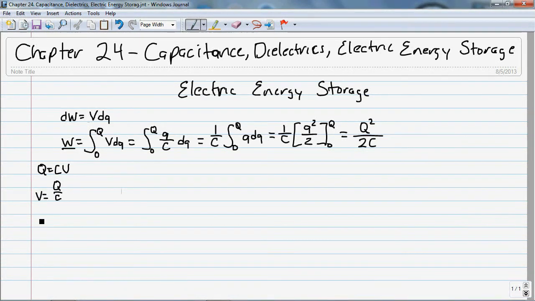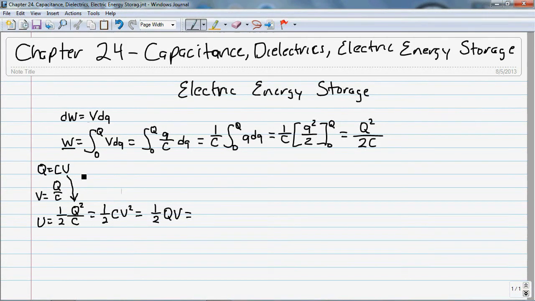Now the potential energy is going to equal 1/2 q squared over C. But if I put my relationship in for charge, I can find that I have 1/2 C V squared. And if I put in my relationship for C, then I'm going to get 1/2 charge times potential.